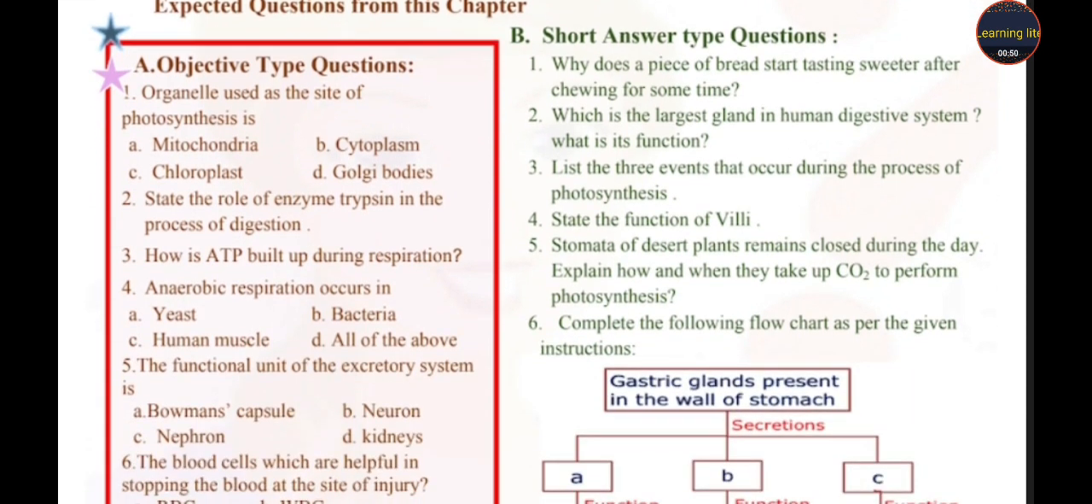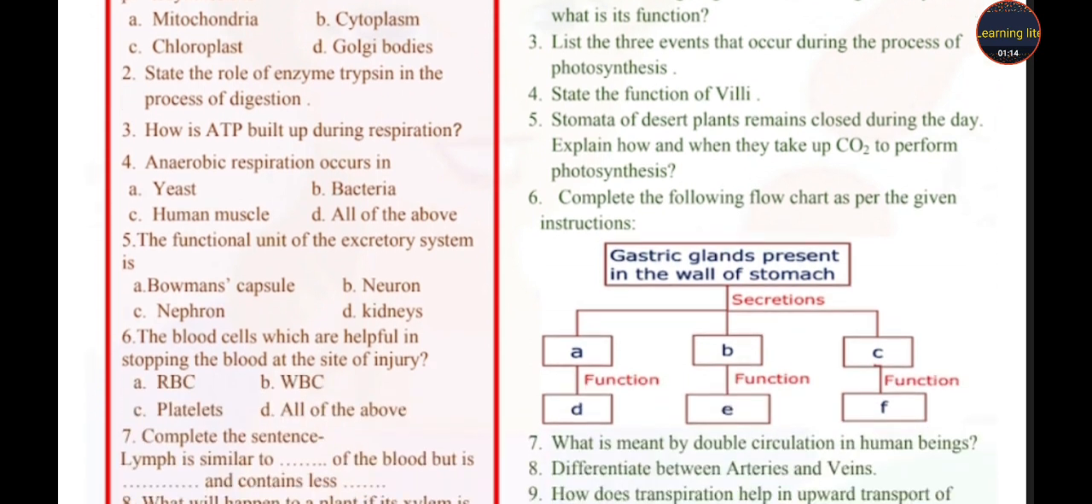Third one, how is ATP built up during respiration? So student, when we do respiration, there is a breakdown of glucose, and during the breakdown, energy is released, and this forms ATP. Fourth one, anaerobic respiration occurs in yeast, also in bacteria, also in humans. So the answer is all of the above.